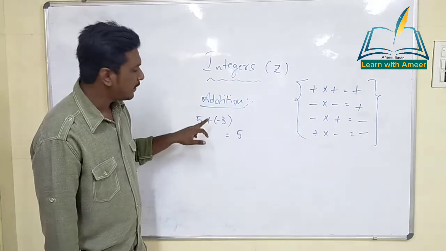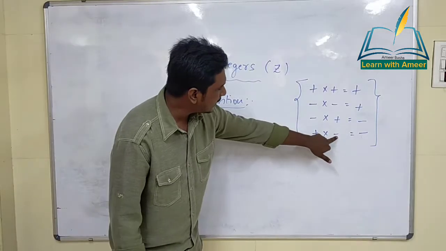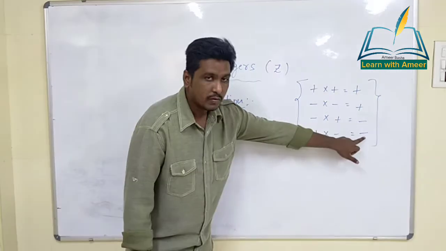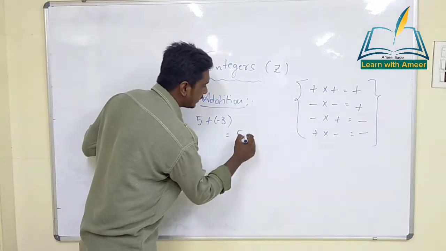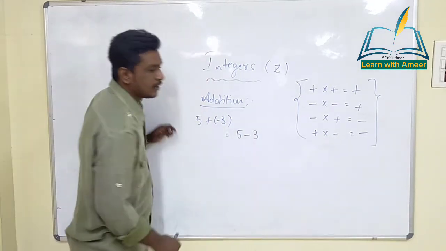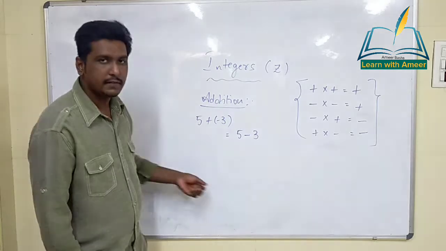Now again, what do we have? Here plus and here minus. So plus into minus, what do we get, children? Minus. So what will this become? Plus into minus, minus 3. Now you can do it very easily. So 5 minus 3, how much will it be, children?